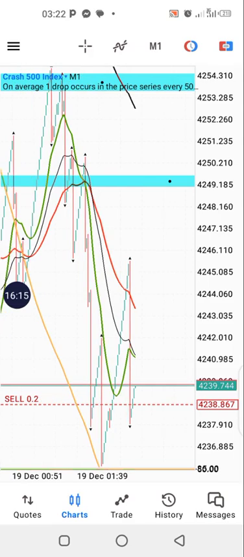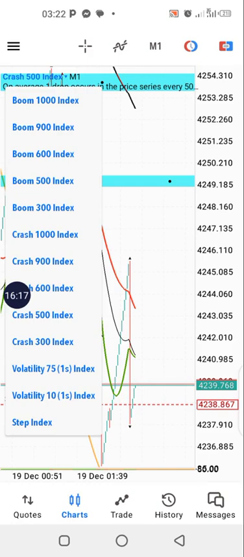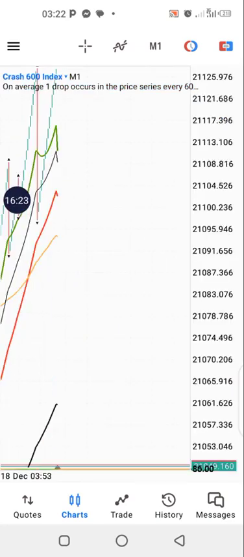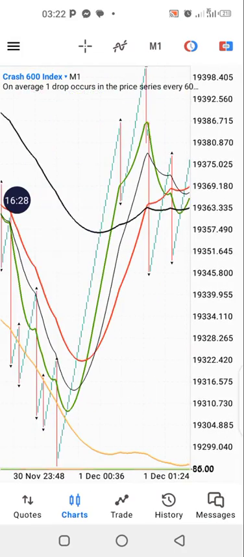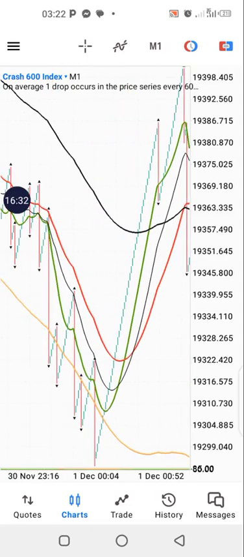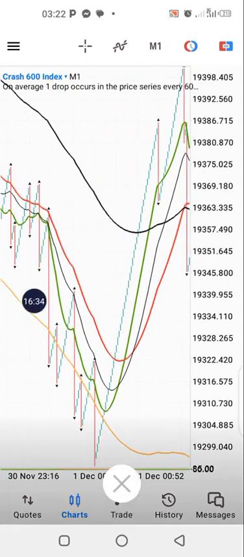So that's just how it is. Let's check crash 1000 and see, or crash 600 and see how it goes. Okay, now if you look at this, it is crash 600. So I told you can also buy with this strategy. Now look at where you buy, the point where it crosses.